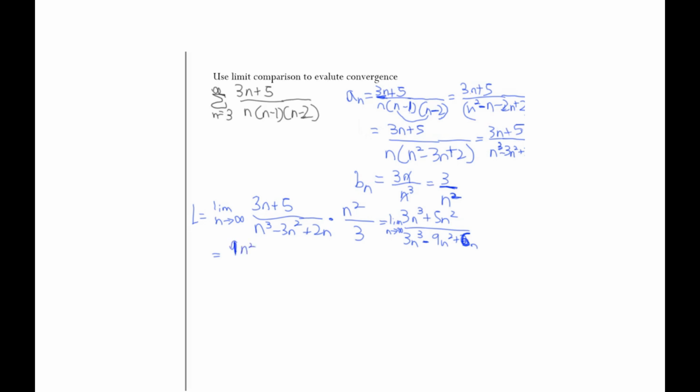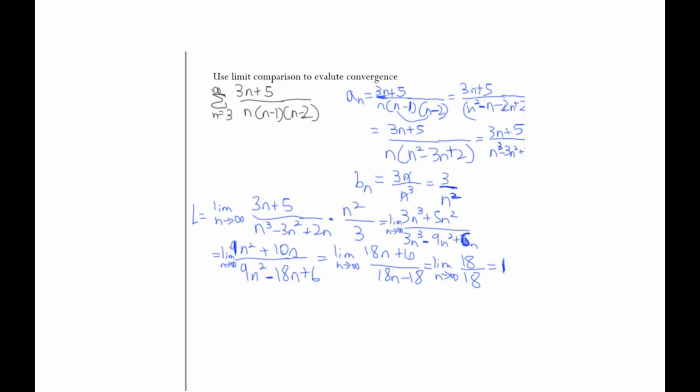We get 9n squared plus 10n all over 9n squared minus 18n plus 6. And it's infinity over infinity again, so we have to keep going until it's not indeterminate. 18n plus 10 all over 18n minus 18, the limit as n approaches infinity. One more time gives 18 over 18, which is equal to 1.